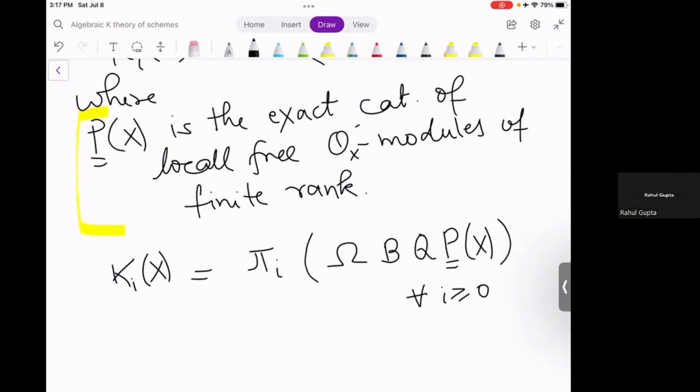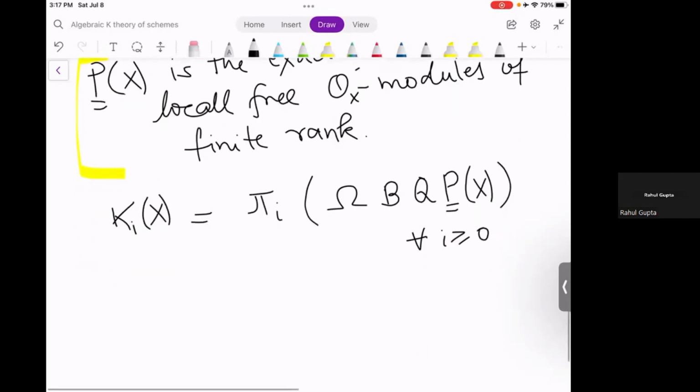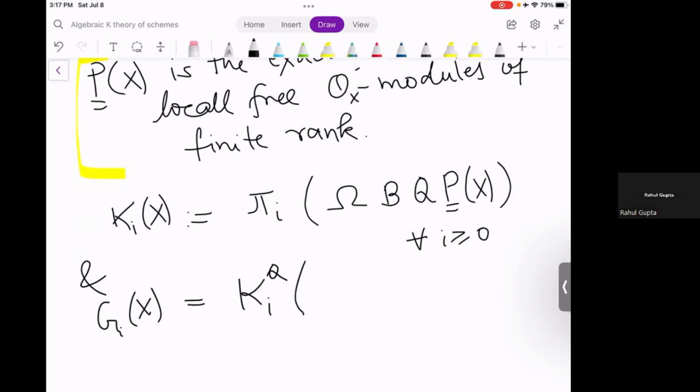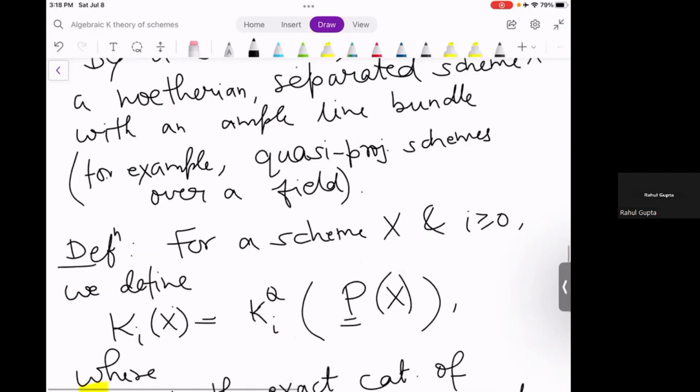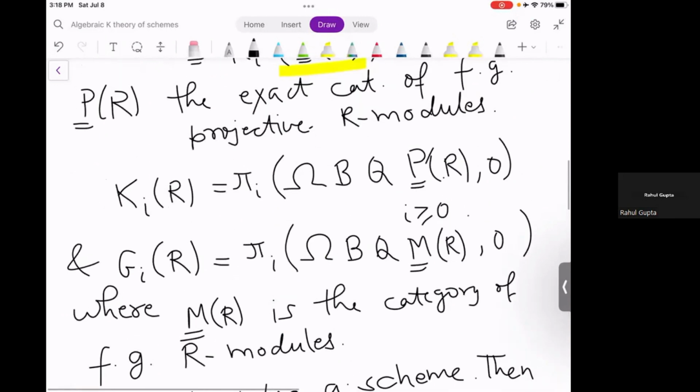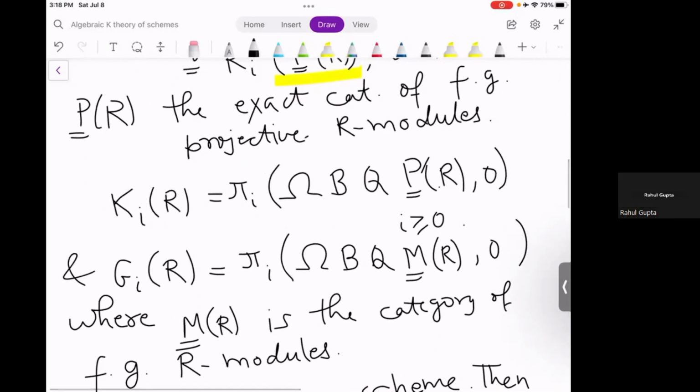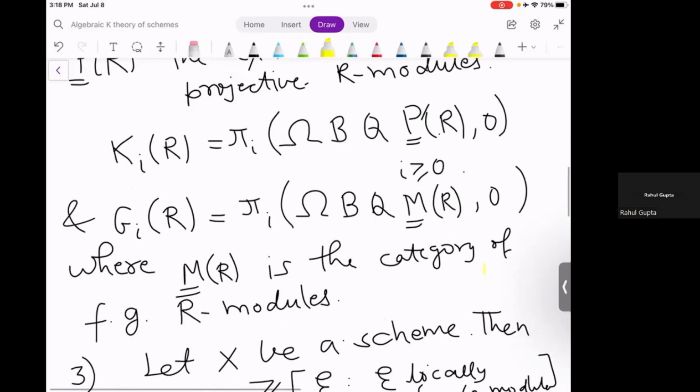Good. So what should be our G theory then? This is a definition, and let us write G theory. Let me write it in terms of exact categories. So this is Quillen K theory of which exact category now? G_i of R was, let us go back, G_i of R was, here we took basically the category of all finitely generated modules, right?